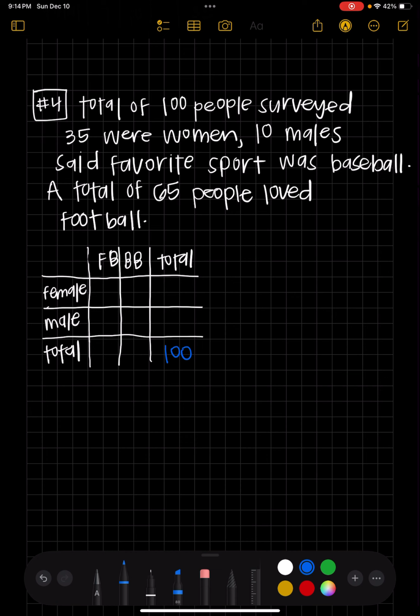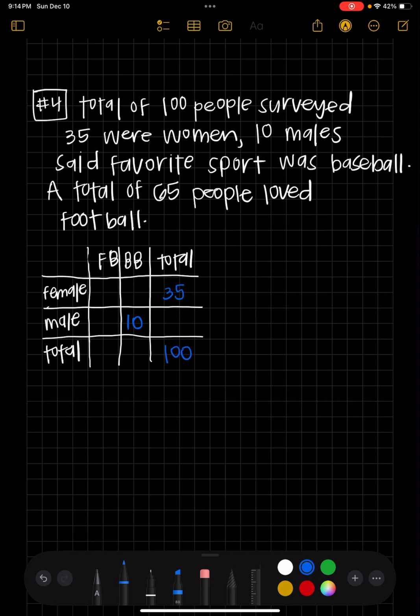We also know that 35 of those people were women. Now, it didn't necessarily say that they were women that liked football or women that liked baseball. It was the total amount of women, which means that I'm going to find the female column or female row and put 35 in for the total, because I know there were 35 total women. Now, it also says that 10 males said their favorite sport was baseball. So I'm going to go to the male row, but it only says that we have 10 males that said their favorite sport was baseball, which means that I'm not going to put the 10 in the total column, but I'm going to put the 10 where the baseball is, because there were 10 males that said their favorite sport was baseball.